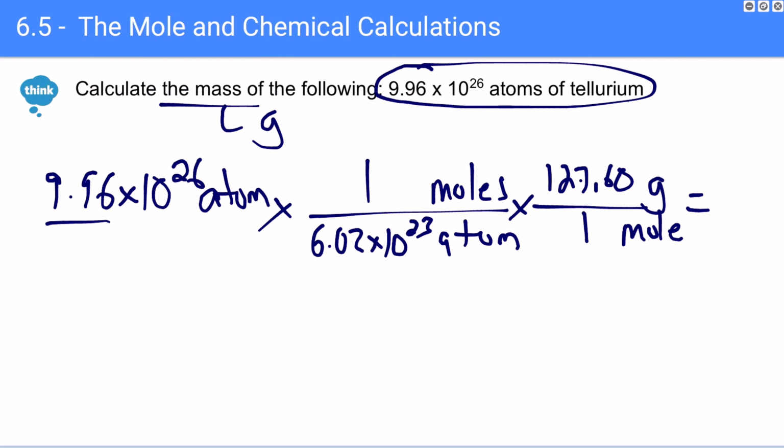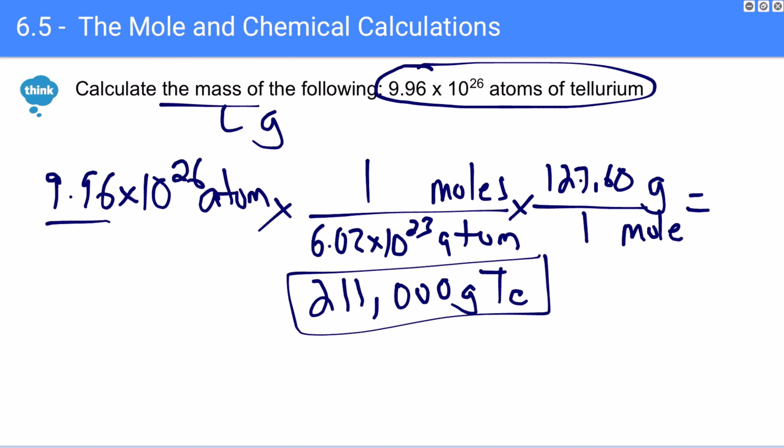So we're going to take 9.96 times 10 to the 26th. We're going to divide by 6.02 times 10 to the 23rd, and multiply by 127.60. So we end up here with a large number, but not a ridiculously large number. So 211,000 grams of tellurium. So a lot of tellurium, but that's also a lot of atoms of tellurium, all right?